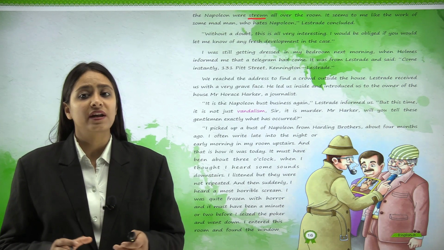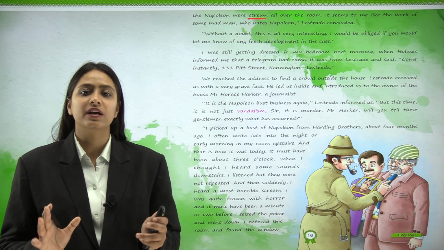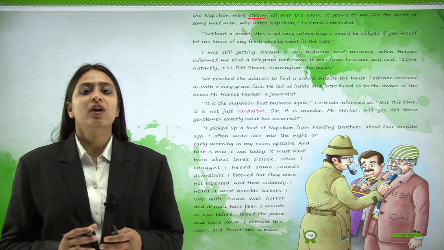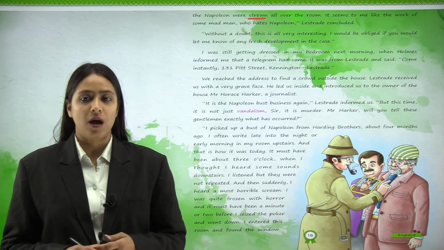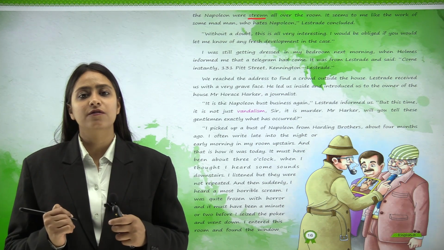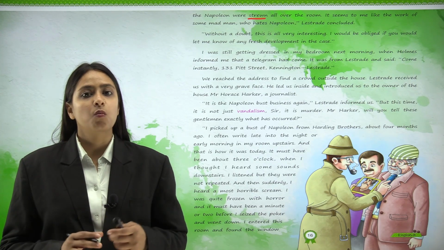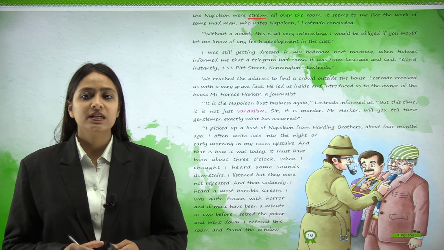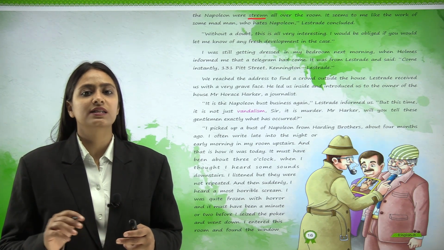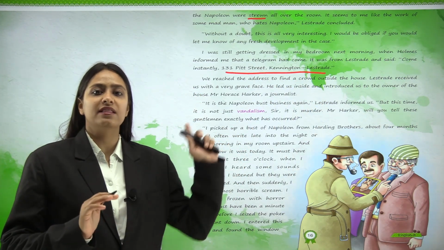Without a doubt, this is all very interesting. I would be obliged if you would let me know of any French developer in the case. I was still getting dressed in my bedroom next morning when Holmes informed me that a telegram had come. It was from Lestrade and said, come instantly, 131 Pitts Street, Kennington, Lestrade. So Lestrade informed him to come immediately to this address. It is very important.